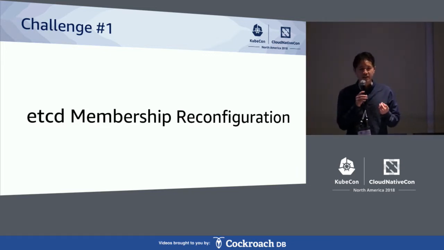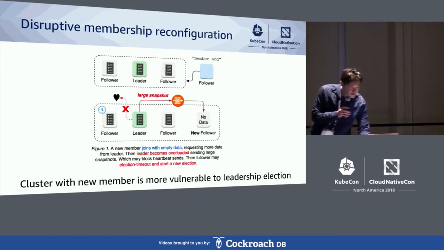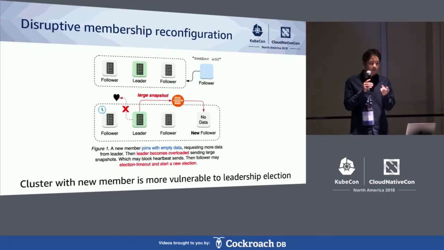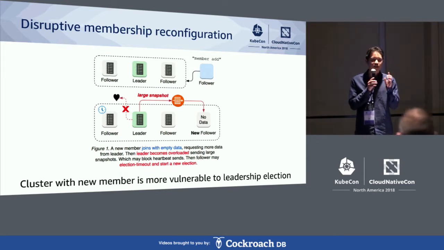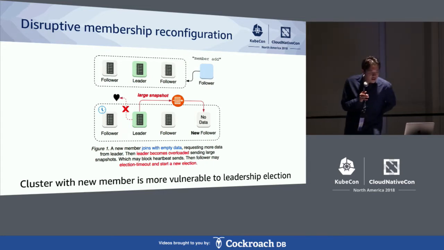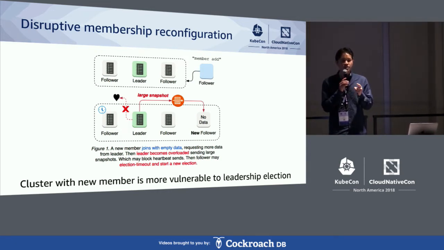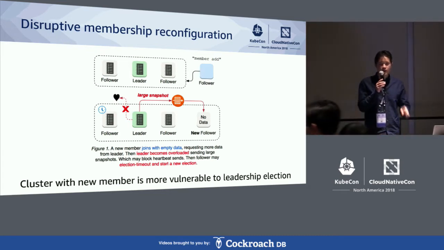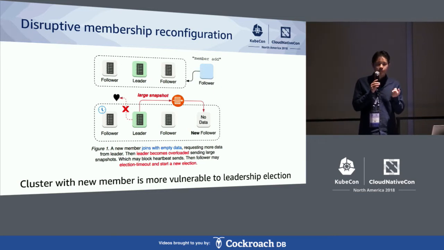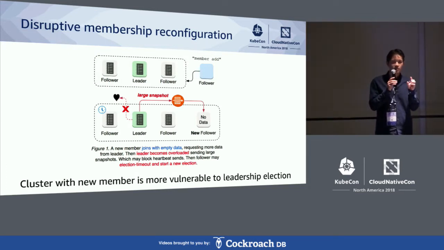When you operate etcd, a lot of things can go wrong. Let's say you add a new member to a three node cluster, and the cluster size becomes 4. The new member joins the cluster with empty data, which means they require more updates from the leader node, and the leader's network becomes easily overloaded. When the leader's network bandwidth is all used up, the leader heartbeat may block or drop. In that case, the follower may election timeout and trigger a new leadership election.